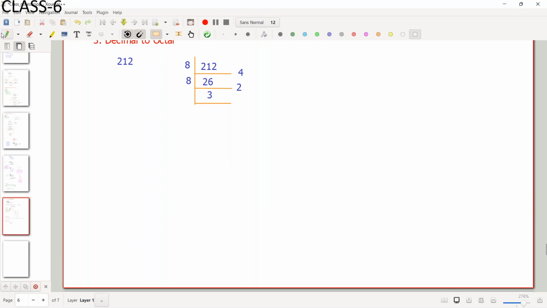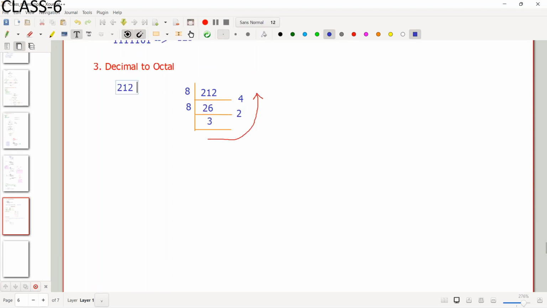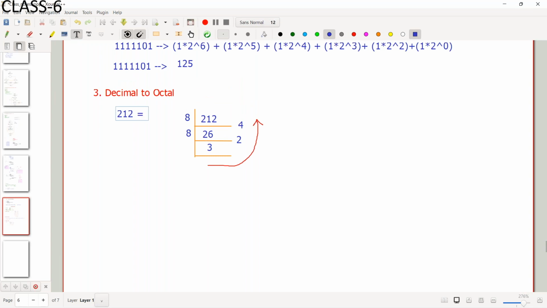So now we have to read it in the bottom to top approach. So 212 in octal is nothing but 324. Okay, so 324 is the converted value in octal.